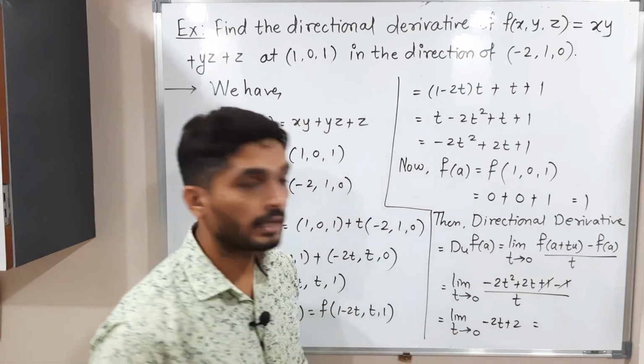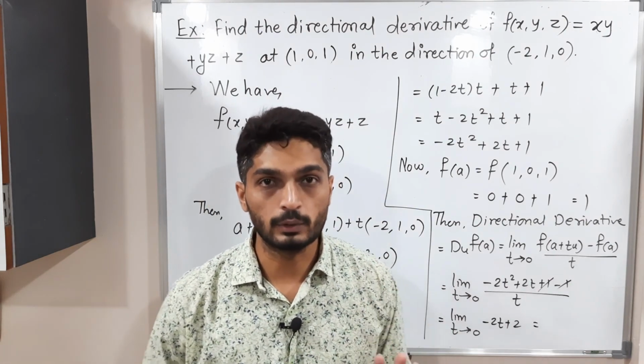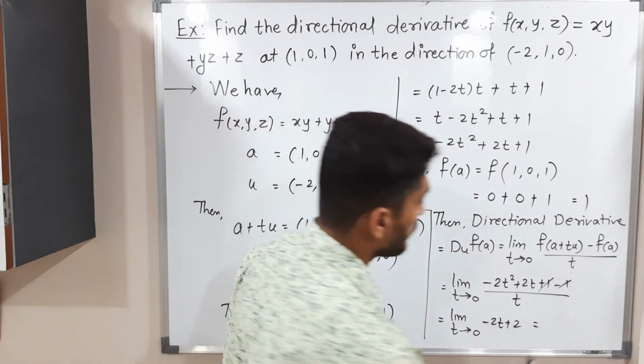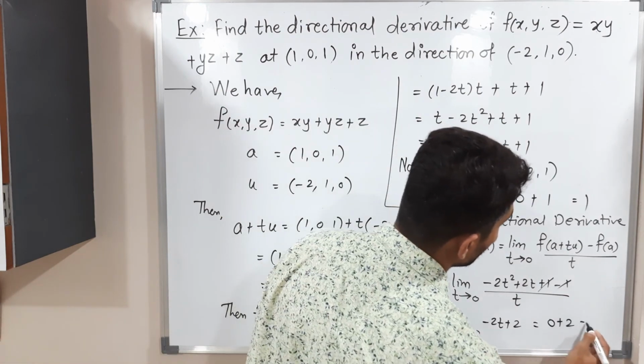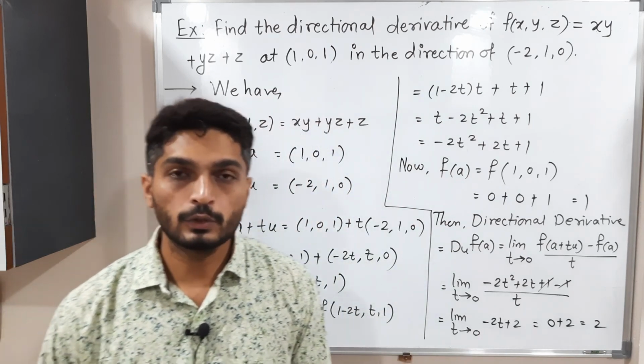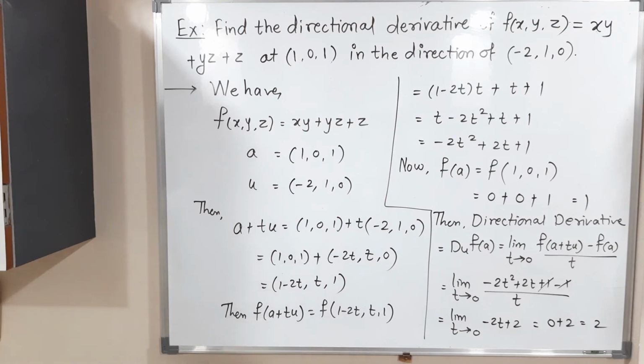When you apply the limit, t tends to 0, I am going to put t equal to 0. Then 0 into minus 2 is 0, plus this 2. So the answer is 2. That is why the required directional derivative is 2. In this way we have finished this example. You can make a screenshot of it, and after that we will stop. Thank you. Bye bye.